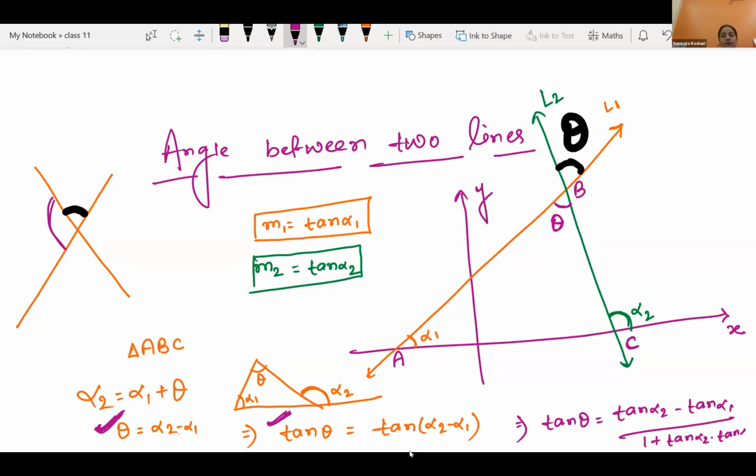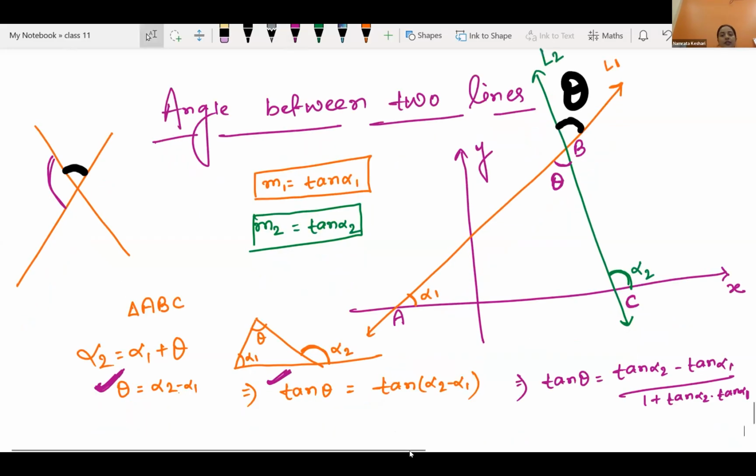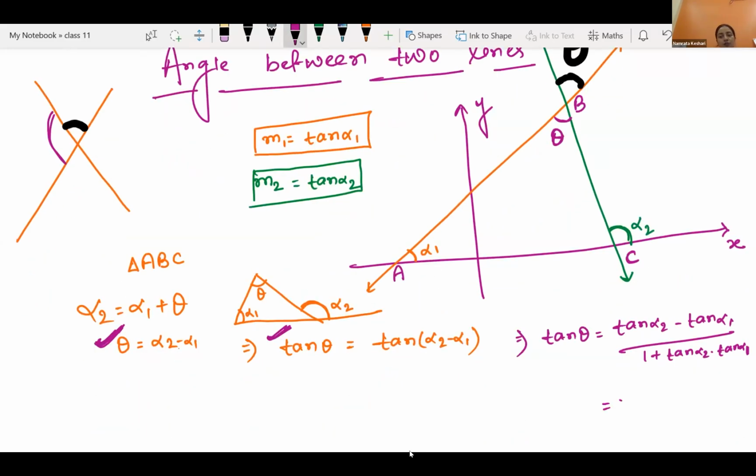Yes, ma'am. Initially we said that m1 is tan alpha 1 and m2 is tan alpha 2. So in place of tan alpha 2, we can write m2 minus m1 by 1 plus m1 into m2. This is the formula for finding the angle. With the help of tan, we will find this angle theta. We'll do one question: if the angle is given, how to find one of the slopes. If both the slopes are given, we will use this formula to find the angle.